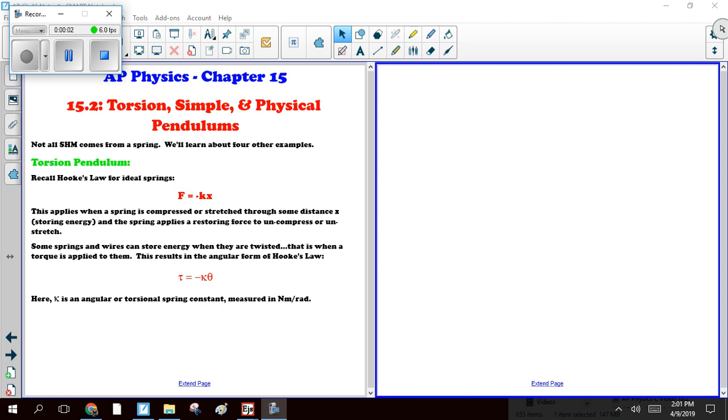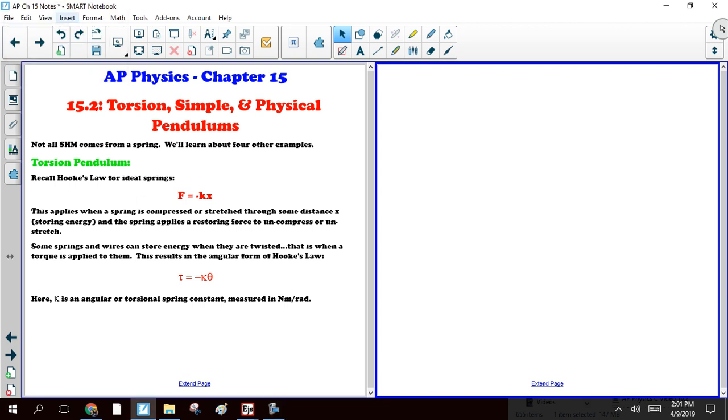All right, here we go. So we're going to learn about some other, more complicated versions of simple harmonic motion here. We're going to learn about 4 other examples.